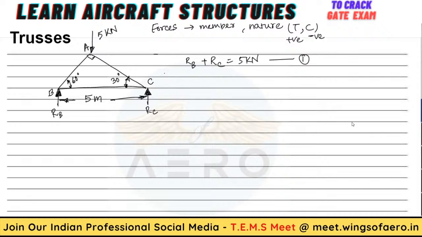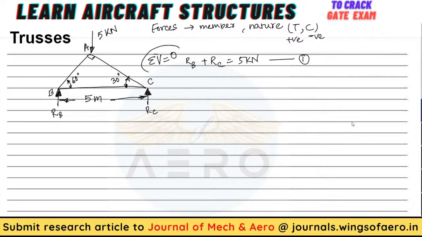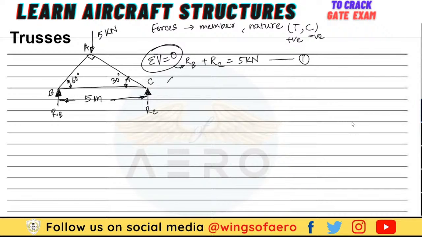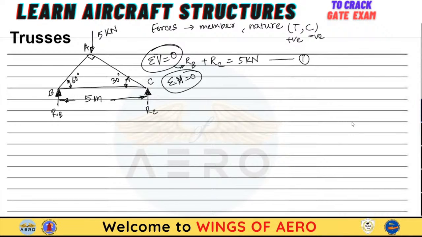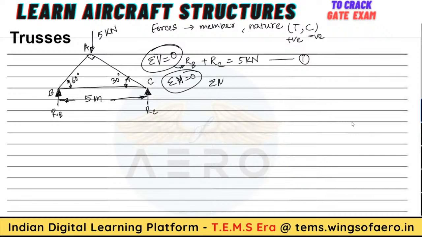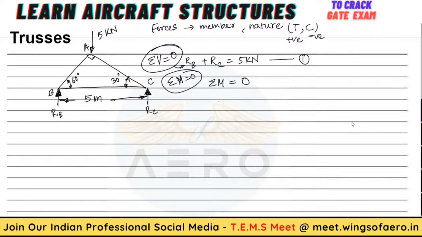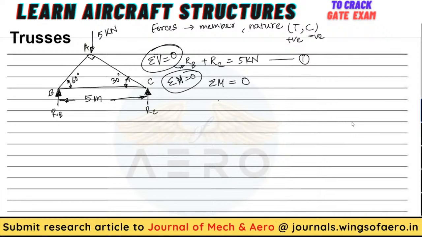Next step. What I have done here is the summation of vertical forces equal to 0. Next, there are no horizontal forces, so it will be ignored. What is the third? The static equilibrium condition: summation of moments equal to 0. Right? So you need to take moments about any one of the points.